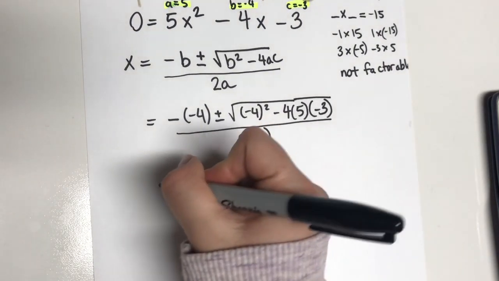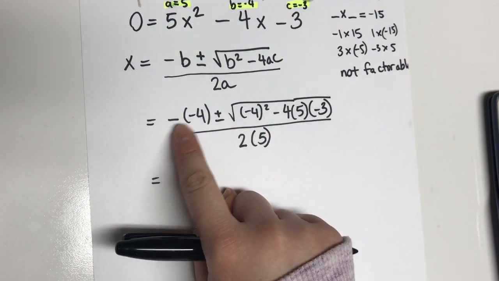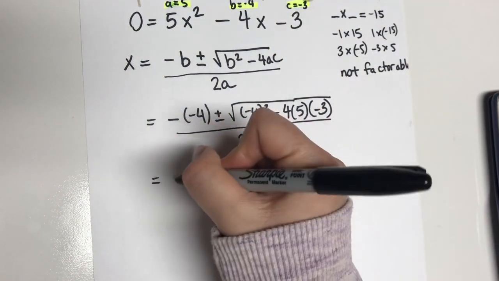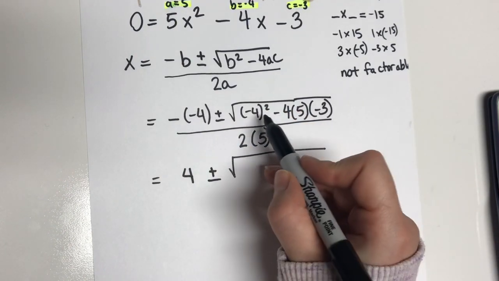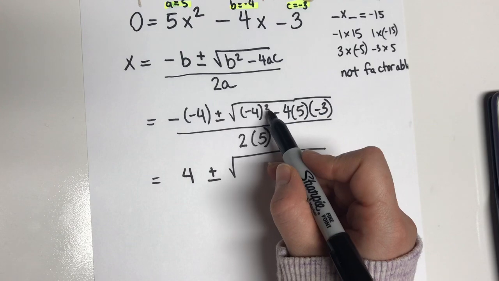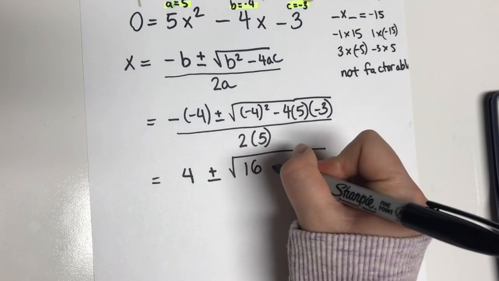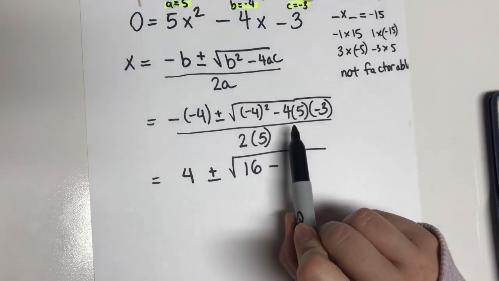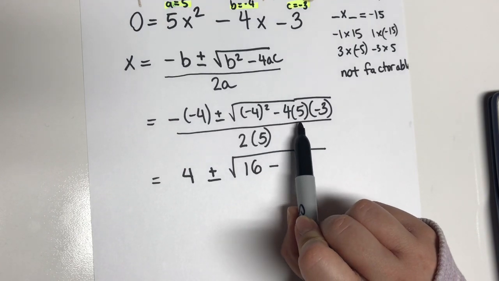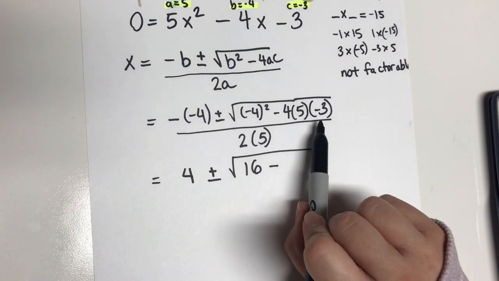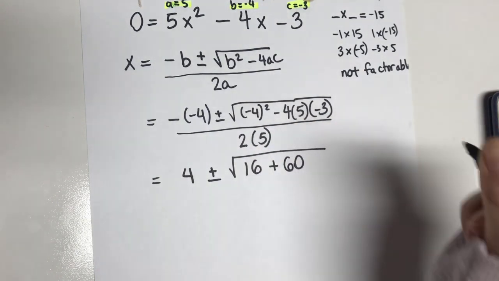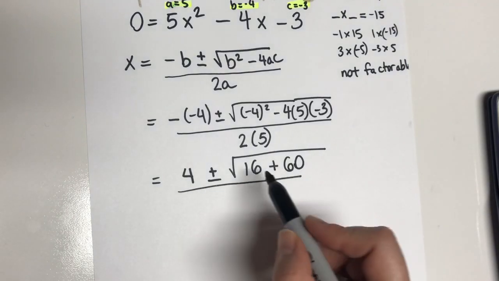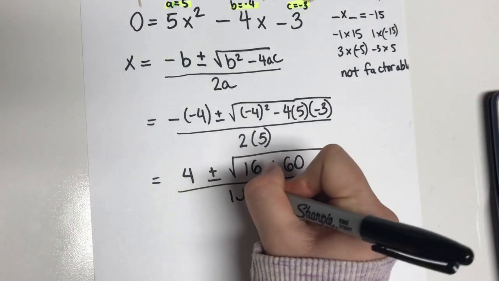Now let's simplify. Negative, negative, two negatives make a positive. Negative 4 times negative 4 gives us positive 16. And then negative 4 times 5 is negative 20. So negative 20 times negative 3 is going to give us positive 60. Over 2 times 5 is 10.